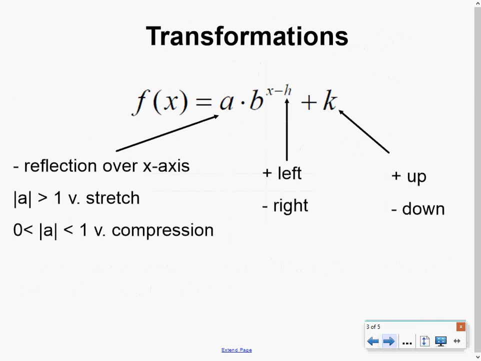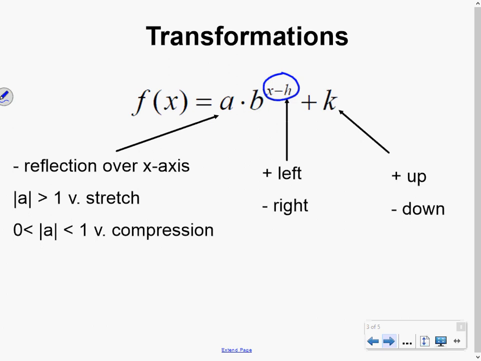Now, with any kind of function, we always look at the transformations. And really, they're pretty similar to all the other kinds of functions we've looked at so far this year. Because our variable is up in the exponent position, anytime we're adding or subtracting a number from x up in the exponent, those are going to be our horizontal translations. So if I have x plus some number, it's going to go left. If it's x minus some number, it's going to move to the right that many units.